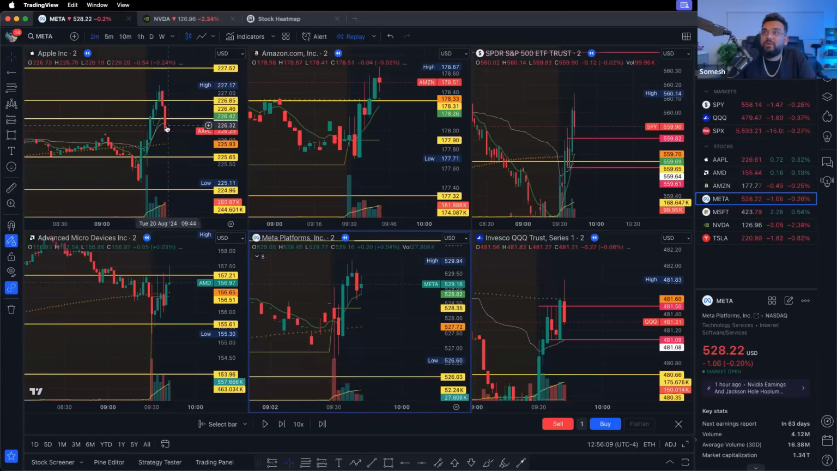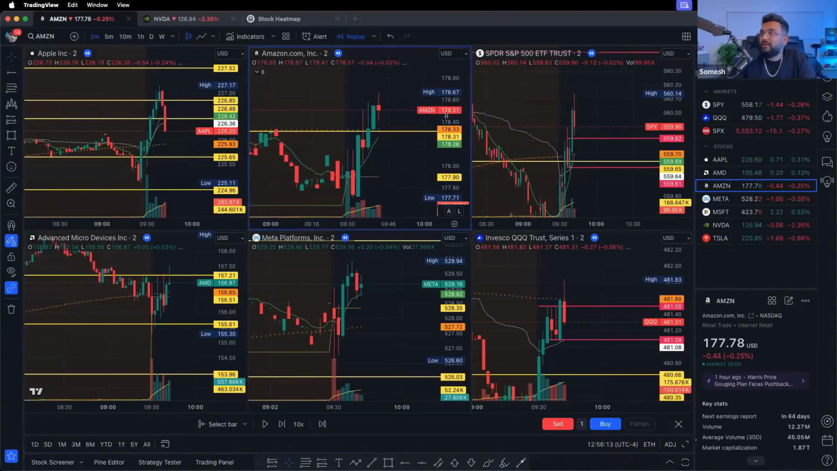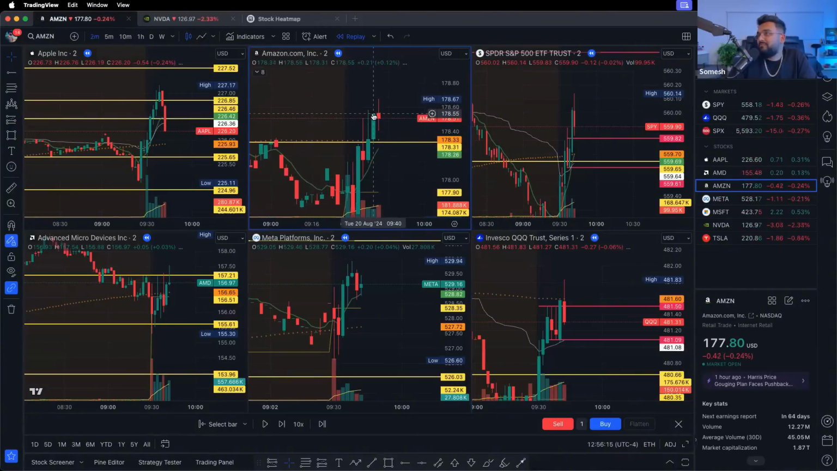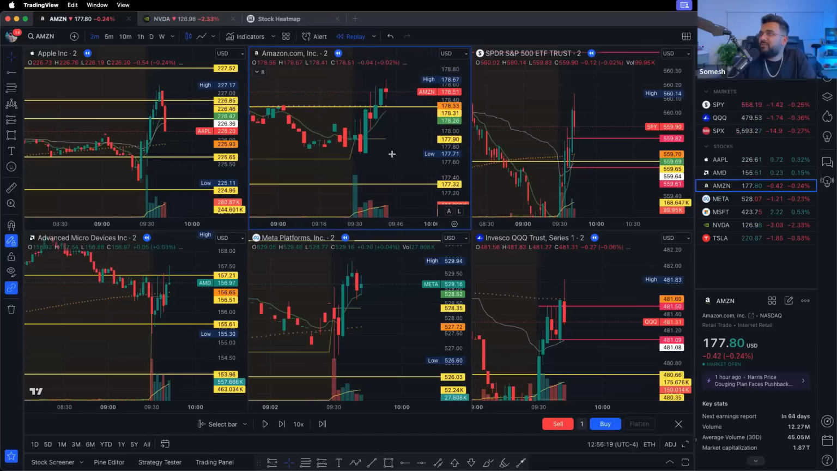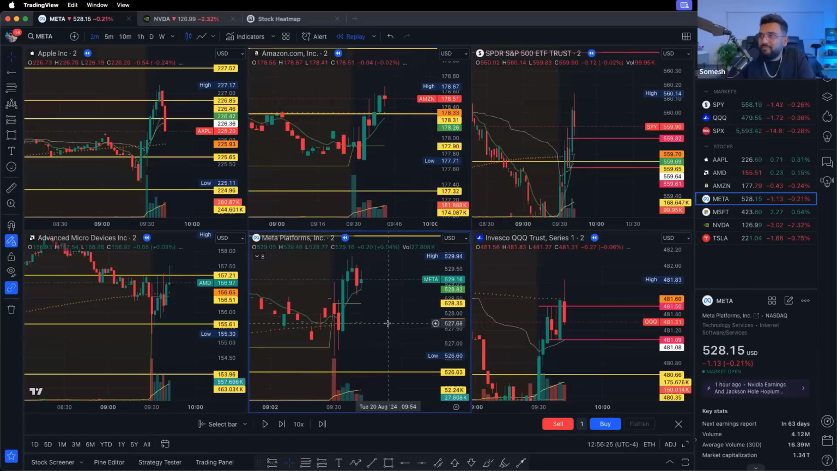Apple started making a huge pullback. Sweet. Amazon is not contained right here. I could have gone long on Amazon. Maybe I didn't pay attention to it while this is contained, but maybe the trend wasn't really strong. The impulse wasn't really strong. But I liked this Meta.